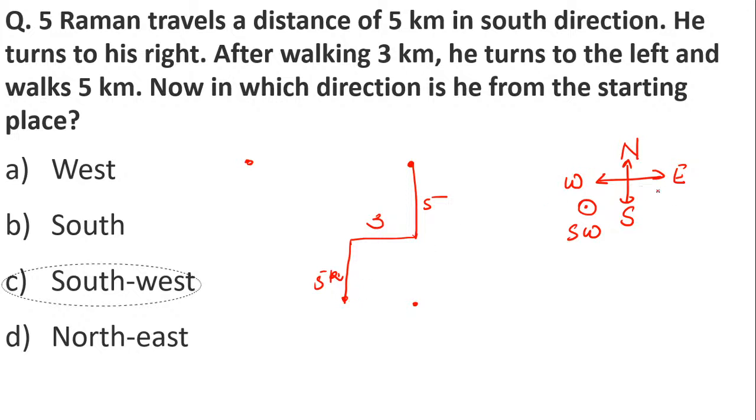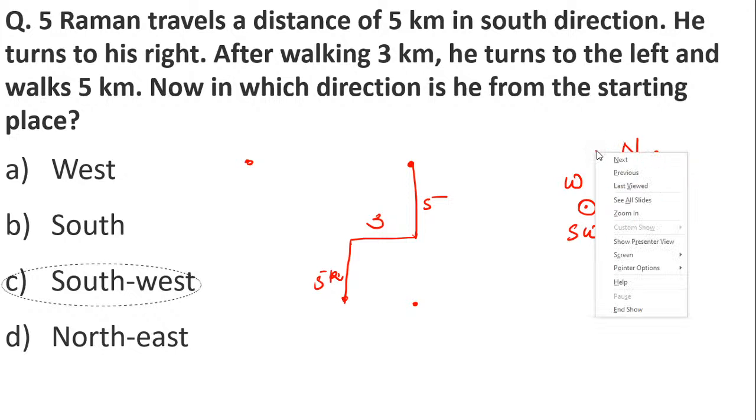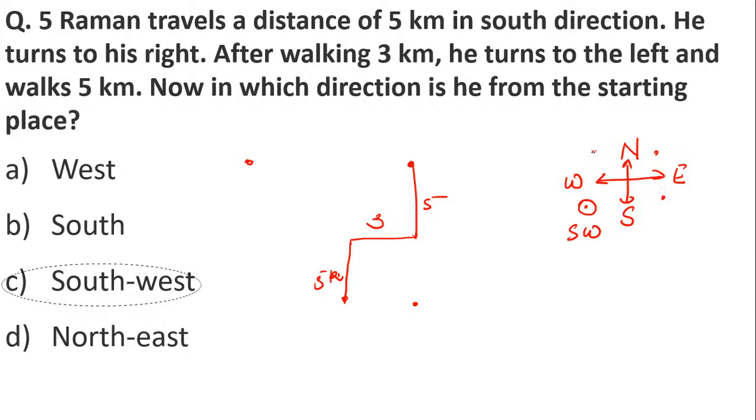If he would be somewhere here, we would call it southeast. If here, we would have called it northeast. And if the person would have been at this point, we would have called it northwest. That is why C is the right answer. Okay. Shall we move on to the next question? Everybody understood? Okay.